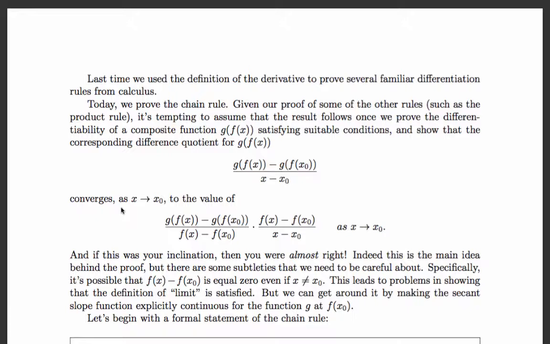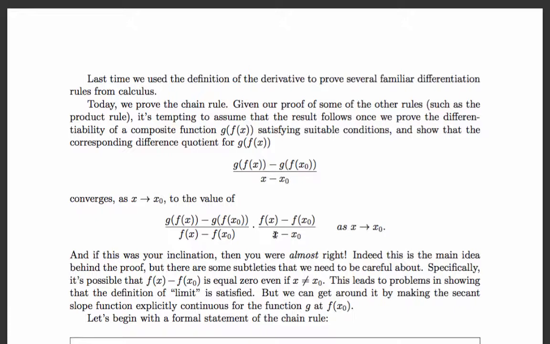Now, given our previous approach, it's tempting to assume that when we apply our limit to our secant slope function of some composite function g of f of x, we would be able to just split that fraction into g of f of x minus g of f of x naught over f of x minus f of x naught. This would be the df in the denominator and a df in the numerator, divided by x minus x naught. And then we just take the limit of that as x goes to x naught.